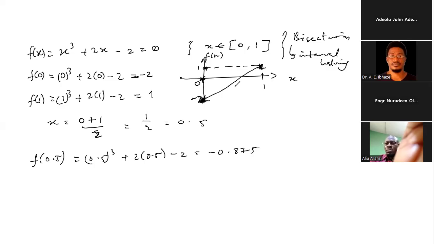Now I need to understand this computation that follows, where we place x equals 0 plus 1 over 2. How did you come about that computation, x equals 0 plus 1 divided by 2?